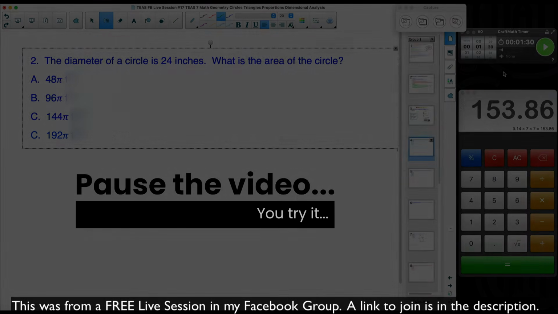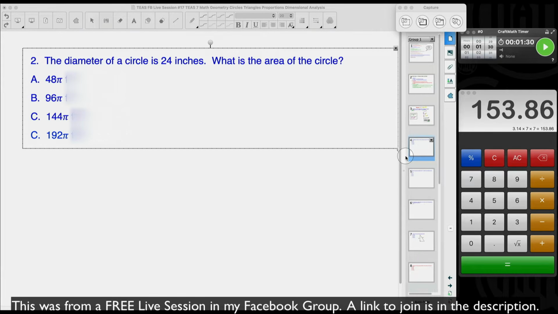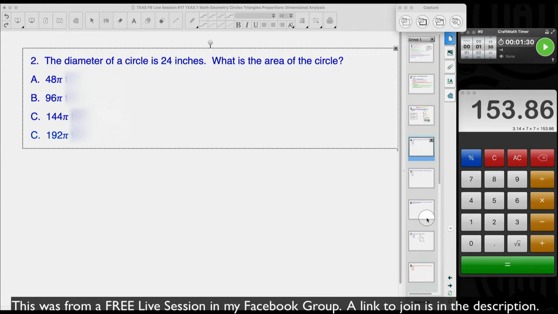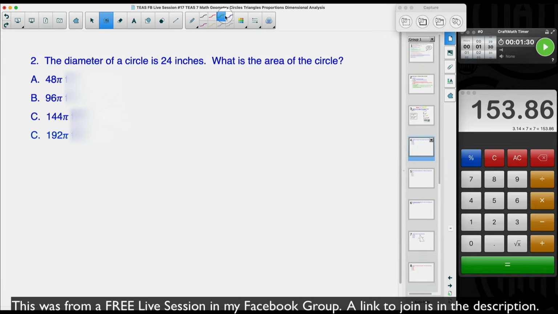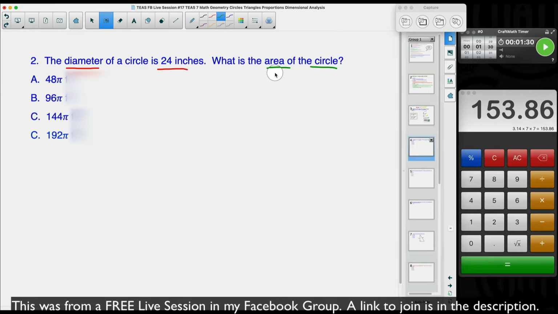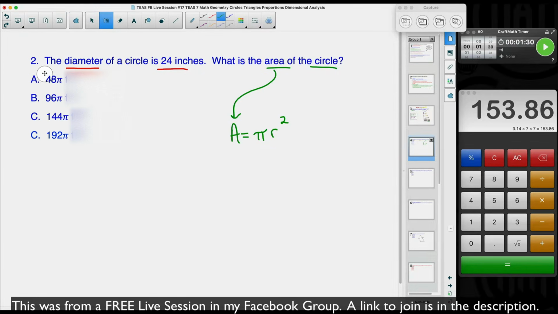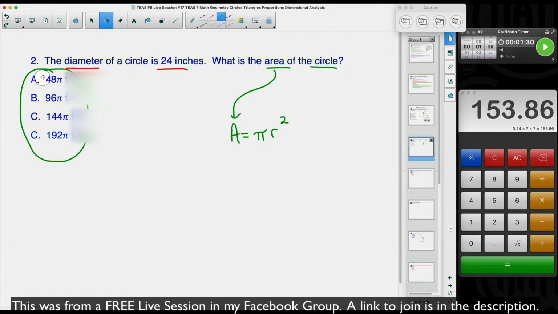Try this one out. Okay, so I am seeing a bunch of C's coming in, and it's the same question, y'all. It's asking the same type of information. Notice we are given a diameter. Our diameter is 24 inches, and it's asking what is the area. So since the question says what is the area of the circle, area equals pi r squared. Now, if you look at your answer choices, notice the pi is still hanging out in the answer.